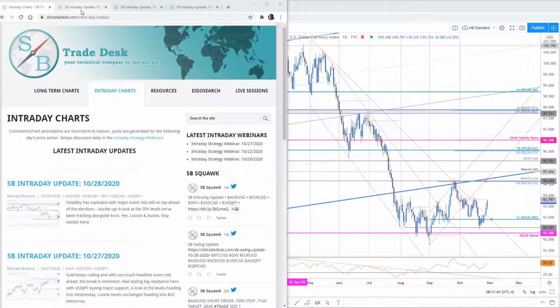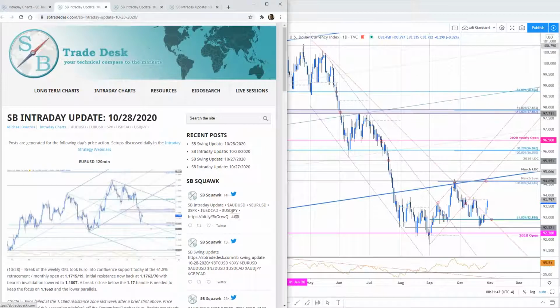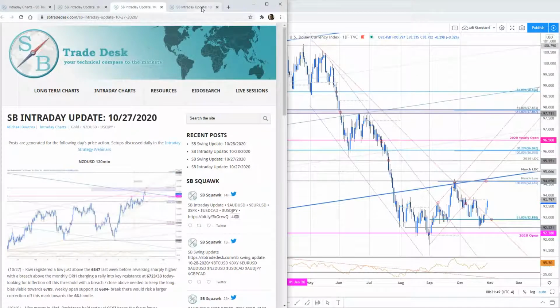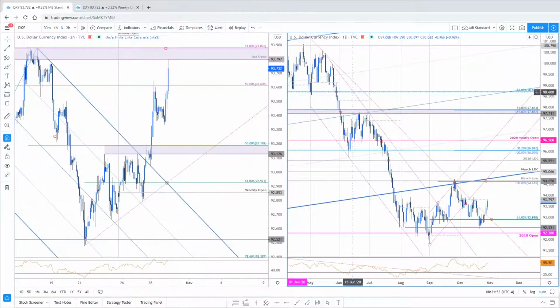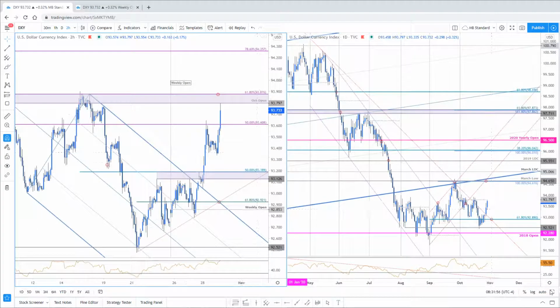So we'll start off with last night's update, but before we do, I just want to get a quick look at the DXY and where we are there. So as far as the dollar is concerned, you made a breakout. Here is the daily chart that we've been tracking.